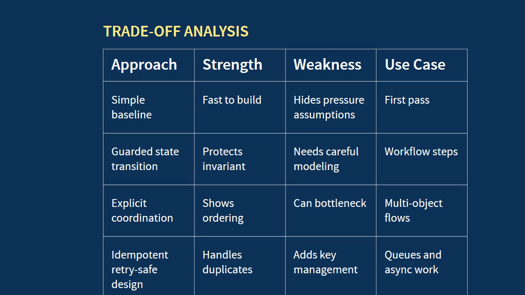So the trade-off is always explicit. The baseline is fast but hides pressure assumptions. Guarded transitions protect the invariant. Coordination exposes ordering. An idempotent, retry-safe design handles duplicates but adds key management. Which one should we choose first? Choose the one that preserves the property you care about with the least acceptable cost. Then prove it with stress evidence, not just intuition.